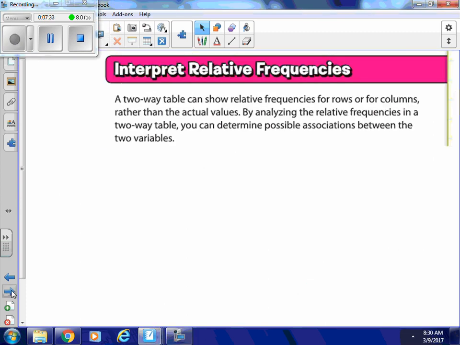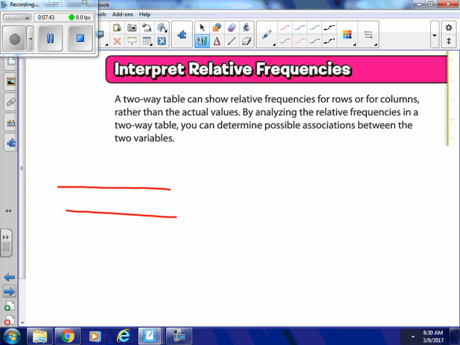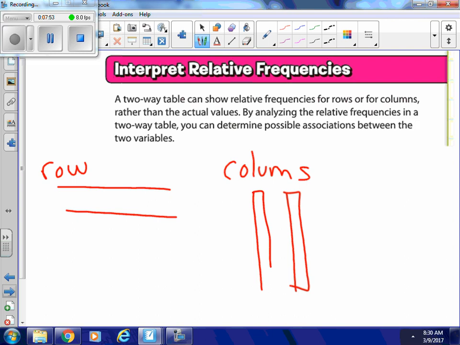All right, we can interpret relative frequencies from two-way tables by rows and by columns. It's important to remember that rows go across and columns go down. Because you can think of columns in buildings. You know what those look like, right? Columns go down.